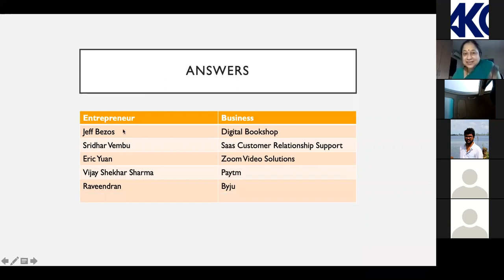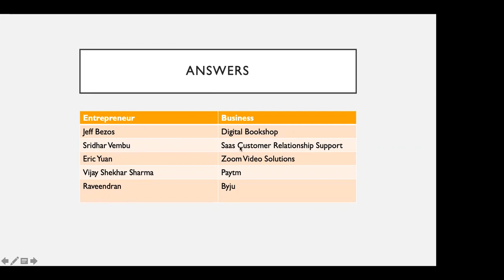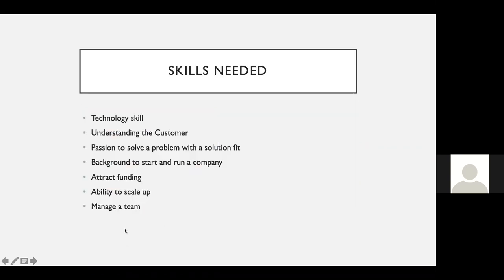So here are the answers. Jeff Bezos, who is the CEO of Amazon, started it as a digital bookshop. And Sridhar Vembu, what he has now is called Zoho. It initially started off as a customer relationship support system. And Eric Yuan left a job to start Zoom video solutions. Vijay Shekhar Sharma started Paytm, and Ravindran and his wife started Byju's. So these are all some examples of digital entrepreneurs who are doing very well.